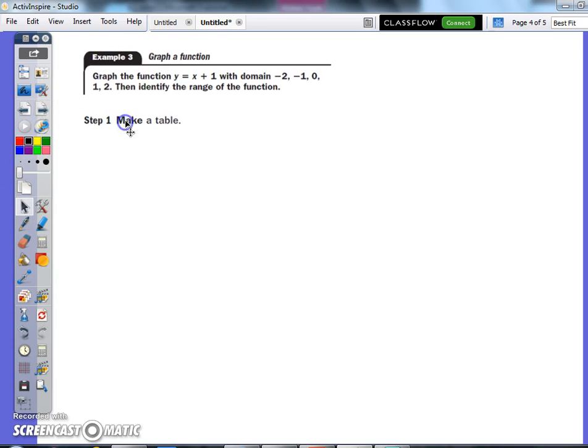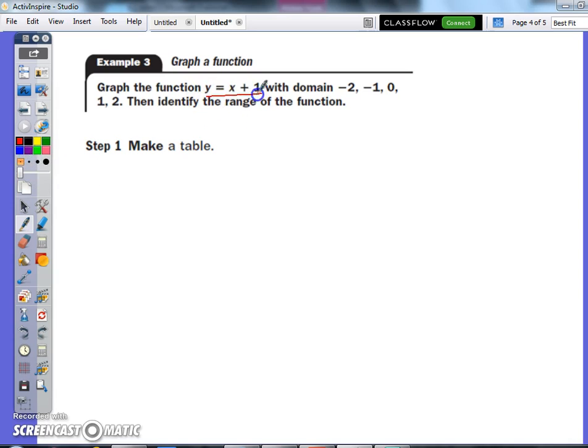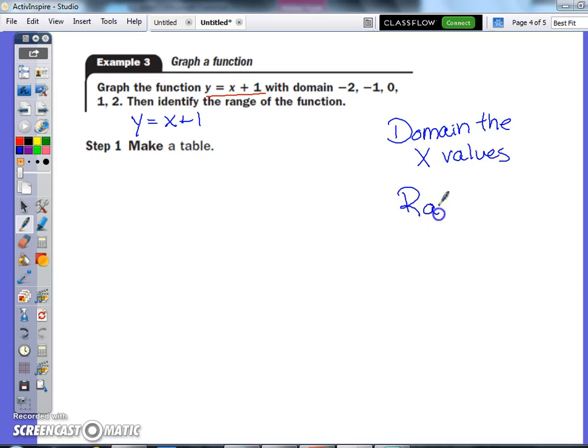Then we talk about function notation. We've talked about function notation before, and function notation means this is when our graph is solved for y. So we have y equals x plus 1. And they said the domain. And the domain means the x values. So, and it wants us to find the range. And the range is the y values.